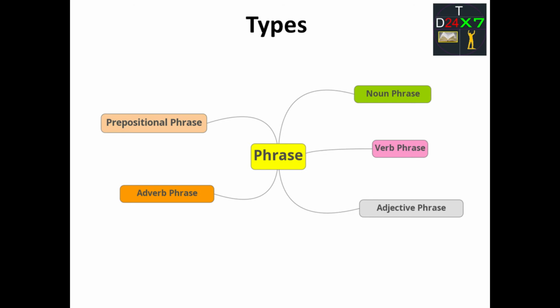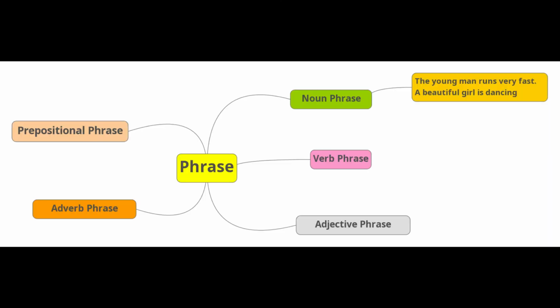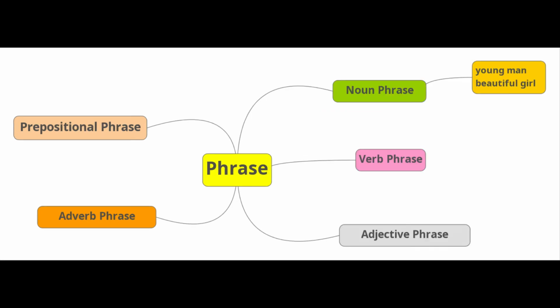In the mind map, you can see the different types of phrase. Friends, what is a noun phrase? A noun phrase is a group of words that all belong with the noun and tell more about it. As an example, I can tell you: A young man runs very fast. Here a young man is a noun phrase. Another example: A beautiful girl is dancing. Can you guess what the noun phrase is? Yes, you are correct. A beautiful girl, friends.